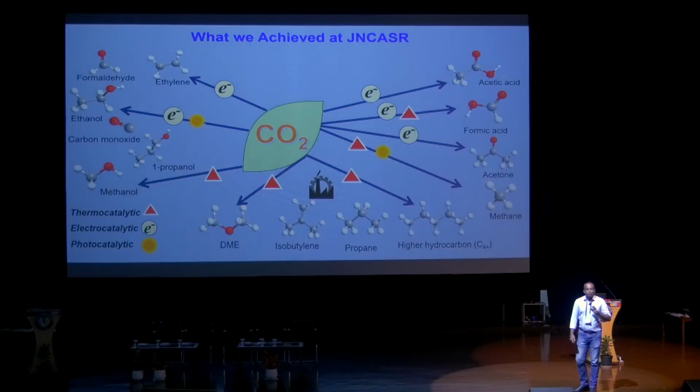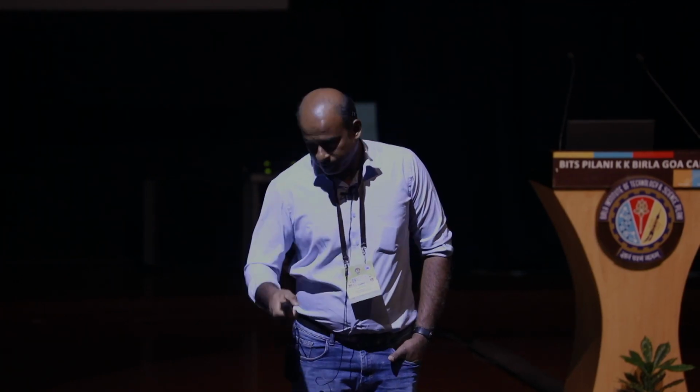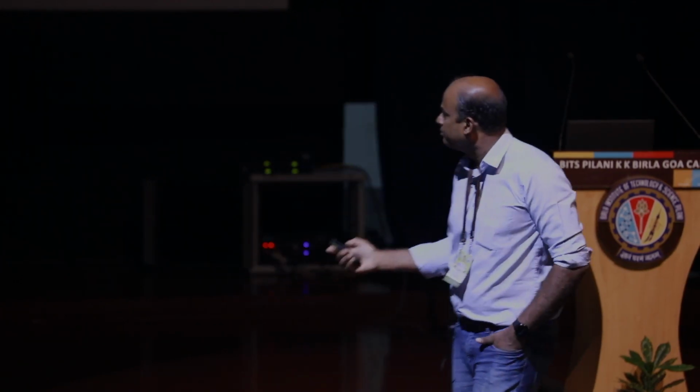In JNCASR, what we have achieved, you look at that: thermo, electro and photo, all these chemicals we synthesize from CO2. Okay, you can see that around this area, among that, we scaled up methanol to pilot scale capacity, and then DME and methane. This is up to 300 kilograms of CO2 per day in the JNCASR campus. We tested the facility for the conversion of CO2. I will show the facility.